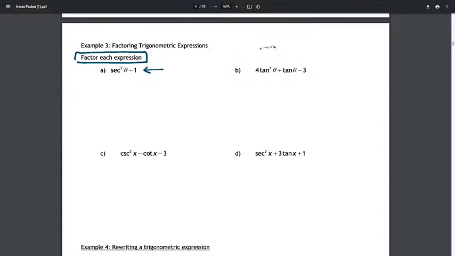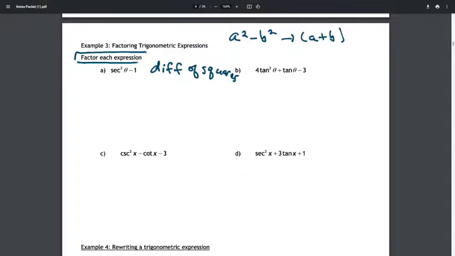Let me just erase. Okay, so on this, I want you to be thinking about difference of squares. If you have two terms that are perfect squares and they're being subtracted from each other, they always factor to be the square roots of each of those terms in both sets of parentheses, but one gets a plus and one gets a minus.